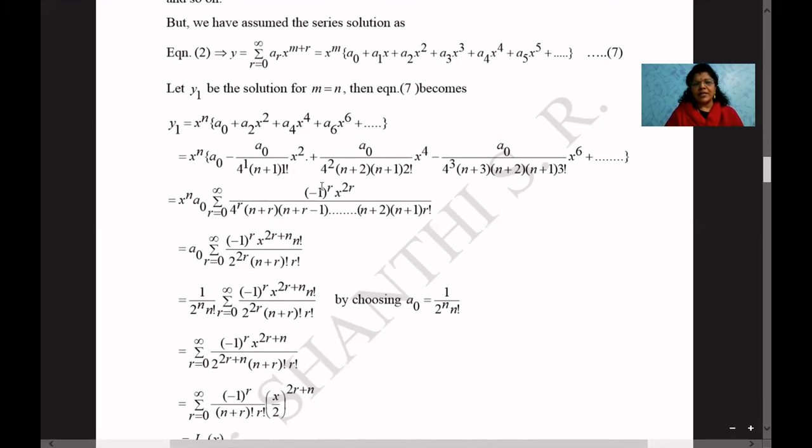Third term, 4 cube, because r is varying from 0. 0th term, there is no 4. First term, 4 power 1, 1 factorial. Second term, 4 power 2, 2 factorial. Third term, 4 power 3, 3 factorial. So the rth term, you will get 4 power r into r factorial. The first and the last term.